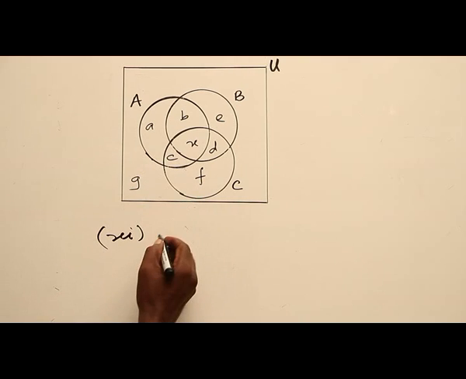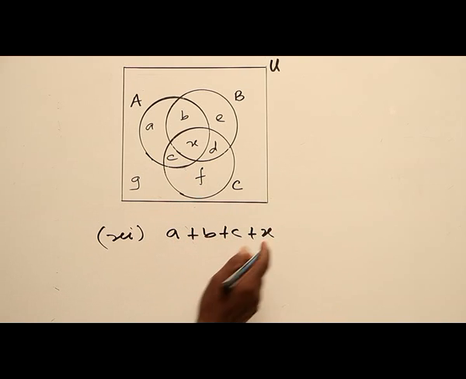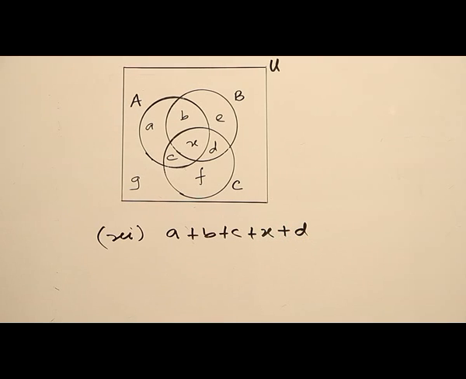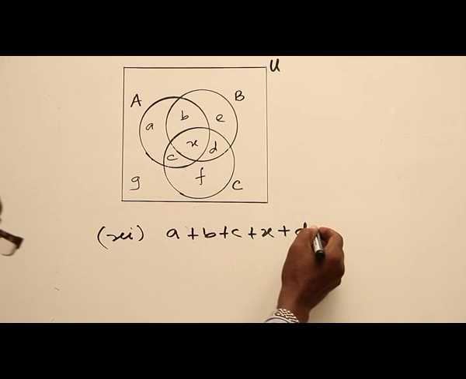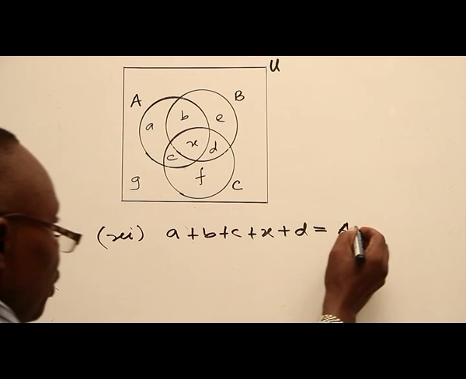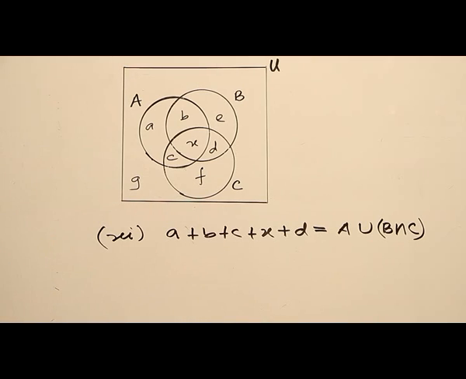Let's look at another case where you have A plus B plus C plus S, that's all the elements in set A, and then plus the D elements that are in B and C. This is equal to the elements in A, because all A, B, C, and S are all in A, then the union of the elements in B intersection C. That will give you the definition of those locations A, B, C, S, and D.